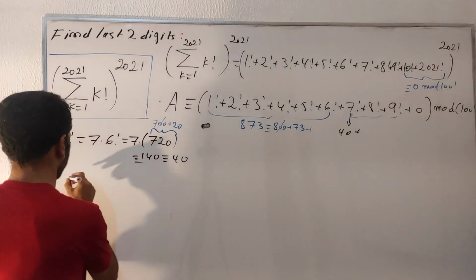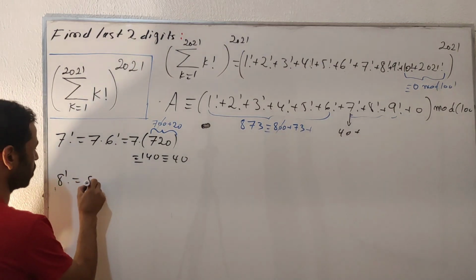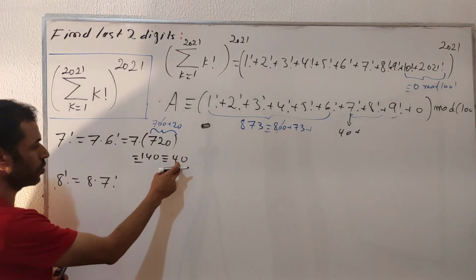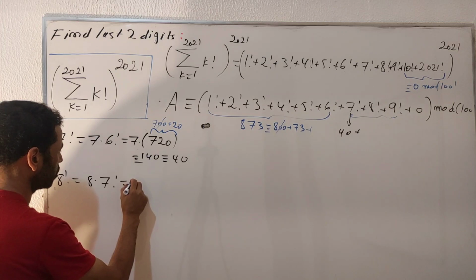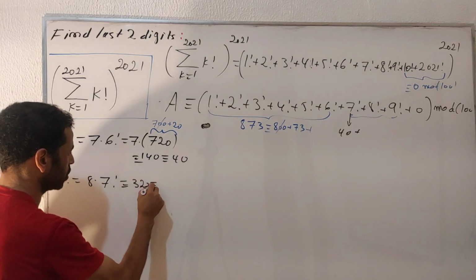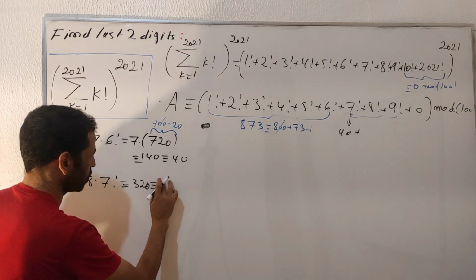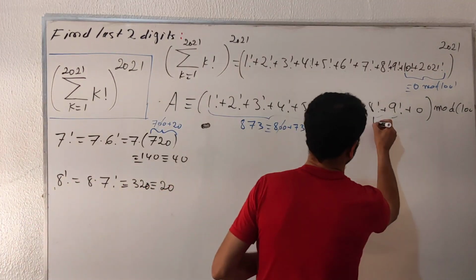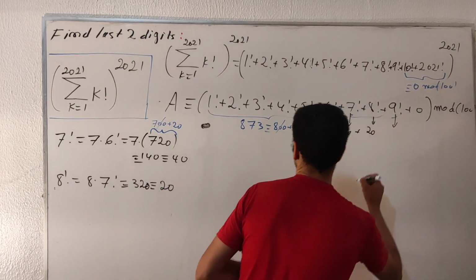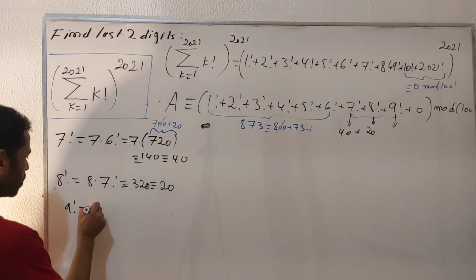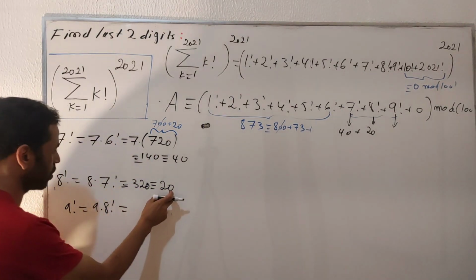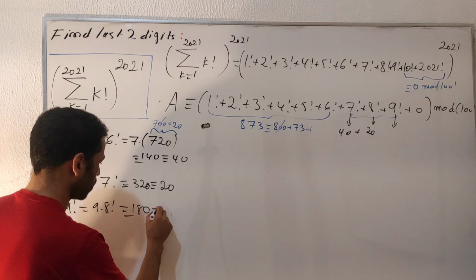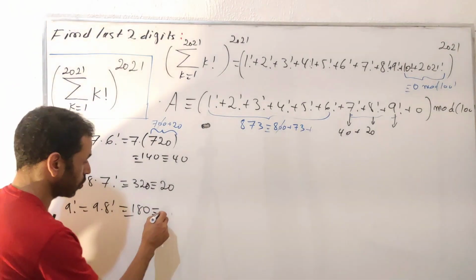Let's check 8 factorial. 8 factorial is 8 multiplied by 7 factorial. For 7 factorial we already found the remainder is 40. 40 multiplied by 8 is 320. 320 is congruent to 300 plus 20, so the remainder is 20. Let's check 9 factorial. 9 factorial is 9 multiplied by 8 factorial. We already found the remainder of 8 factorial is 20. 20 multiplied by 9 is 180, which is 100 plus 80, so the remainder is 80.